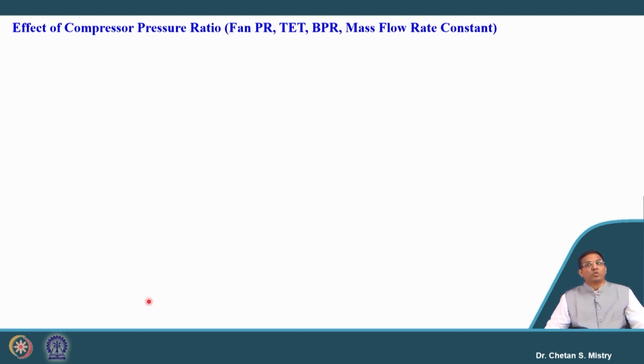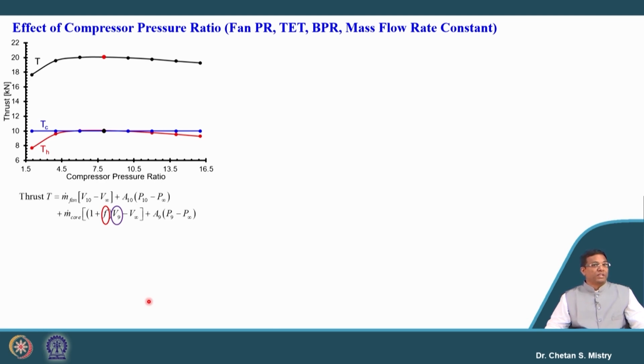Here, fan pressure ratio, turbine entry temperature, bypass ratio and mass flow rate we are keeping constant. Can you please try to plot thrust versus compressor pressure ratio, with hot thrust and cold thrust also. You will be surprised with the results here. This is my plot. With increase of compressor pressure ratio, our thrust is going to increase, and then it is going to decrease at very high pressure ratio.